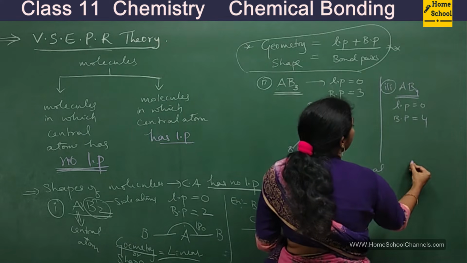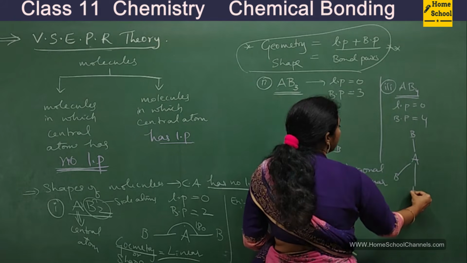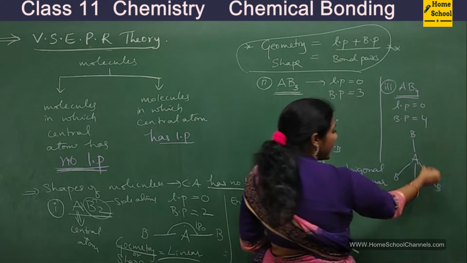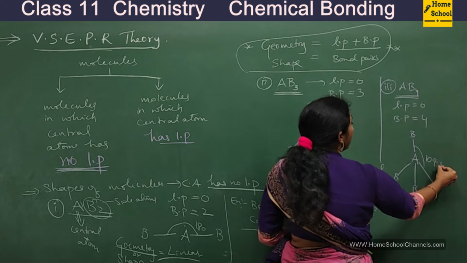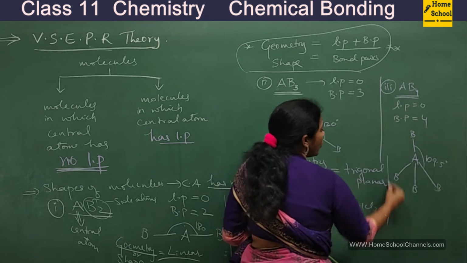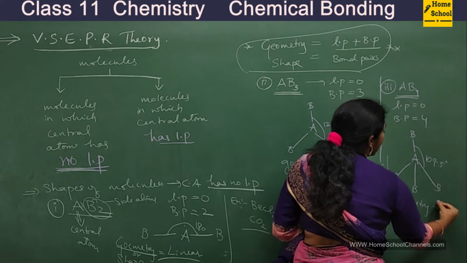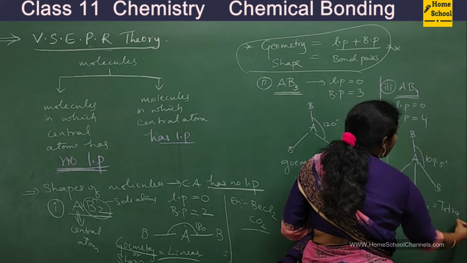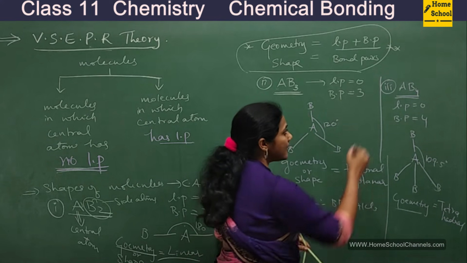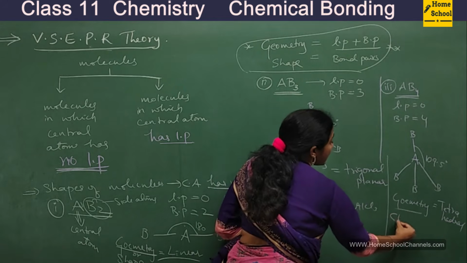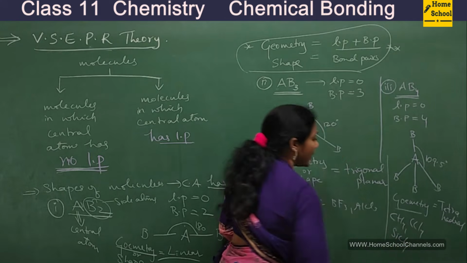So how do you show it? A at the center, 1 B here, another B here, third B, fourth B. So this is the tetrahedral shape. So what is the bond angle? 109.5 degrees. So what is the name of geometry that you will tell? Geometry is tetrahedral. Okay, shape is also tetrahedral. So the best examples for this variety are CH4, CCl4, SiCl4, etc.